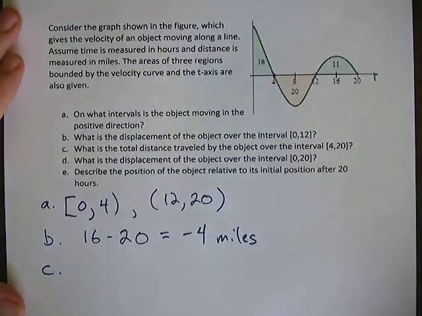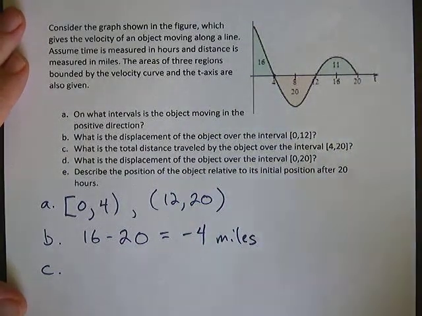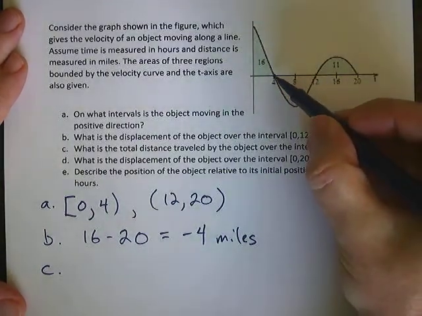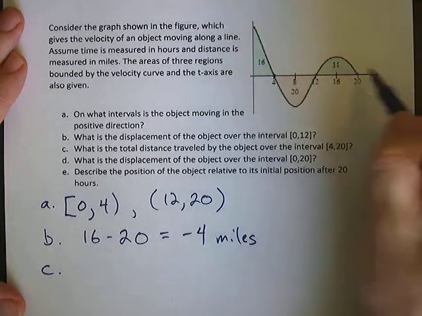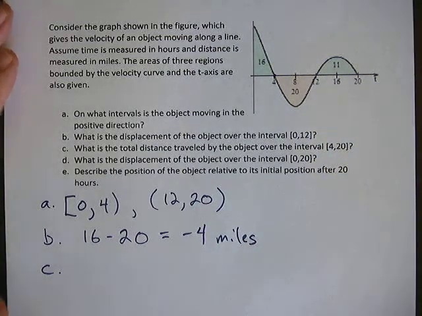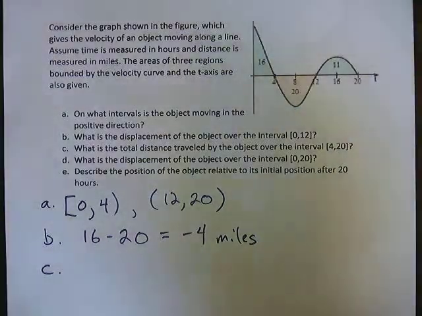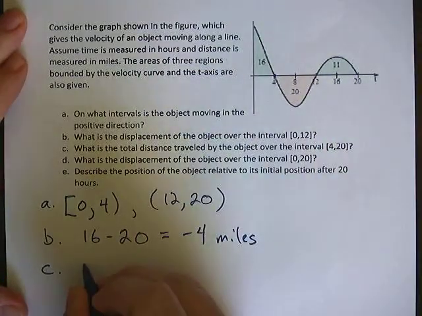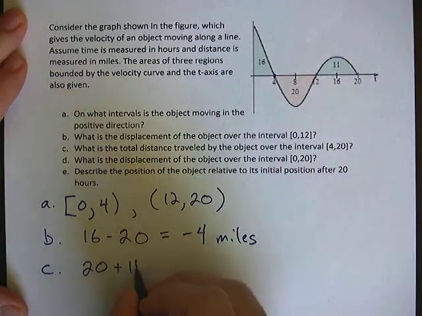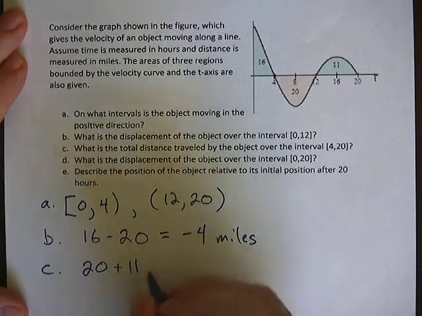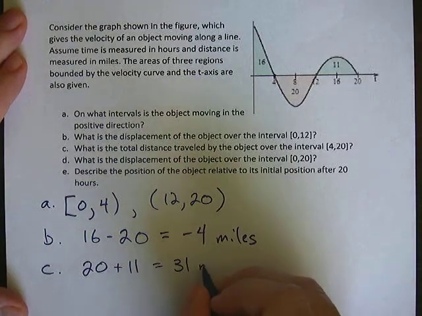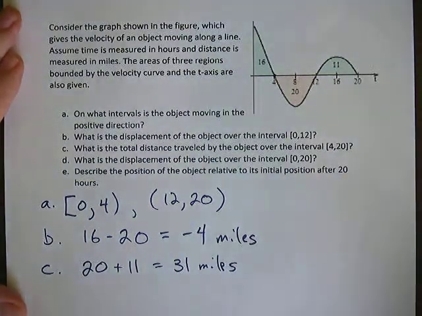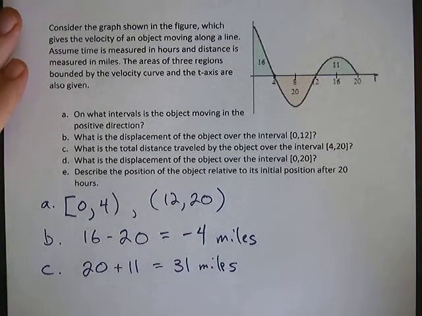Okay, the letter C says, what is the total distance traveled on the interval 4 to 20? Okay, so 4 starts here. It looks like it travels 20 in the negative direction, and then from 12 to 20, it travels 11 in the positive direction. Now, keep in mind the difference between distance and displacement is that distance can't be negative, so we're simply going to add these two numbers together, 20 plus 11. Even though that's negative, it's still distance, so it's positive. That gives us 31 miles. So the distance traveled from 4 to 20 is 31 miles.